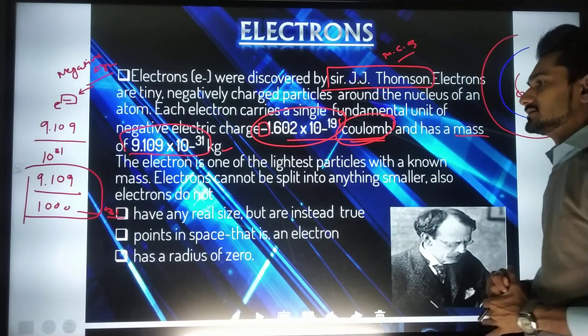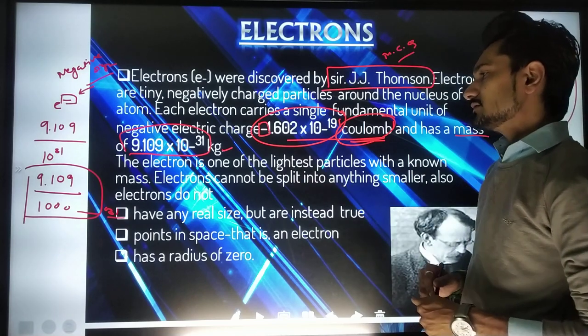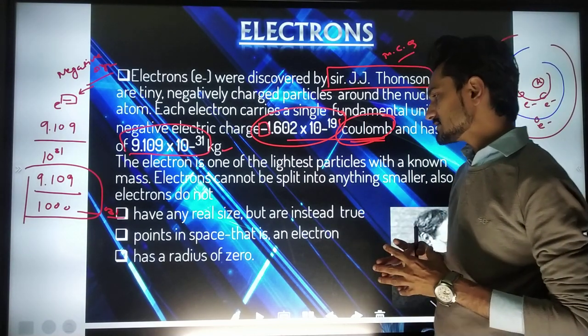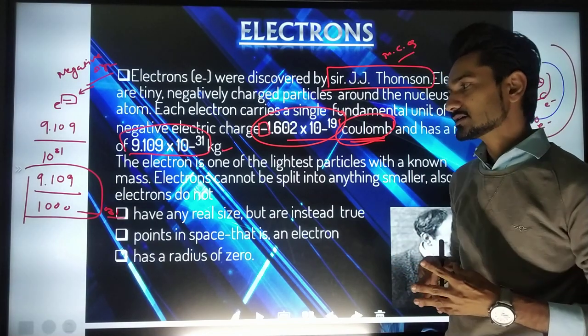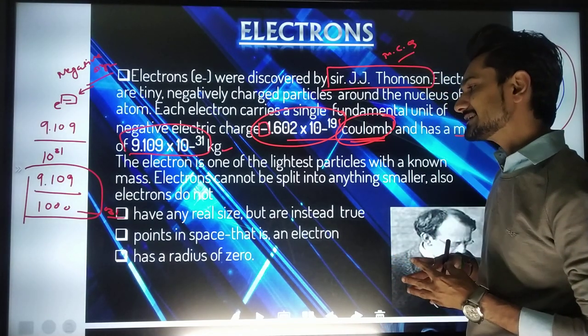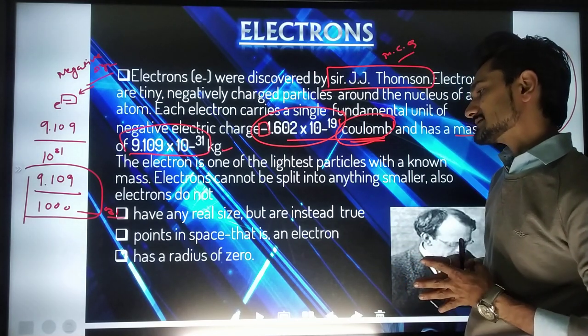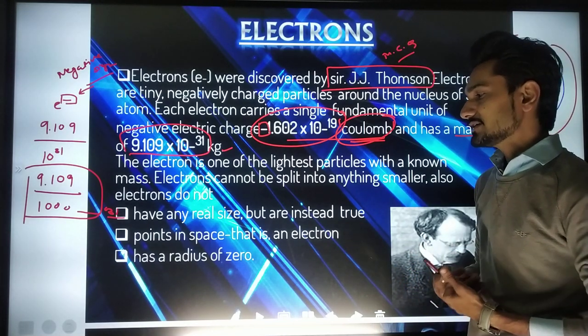The electron is one of the lightest particles with known mass. An electron cannot be split into anything smaller. Also, electrons do not have any real size, but are instead true points in space. That is, the electron has a radius of 0.